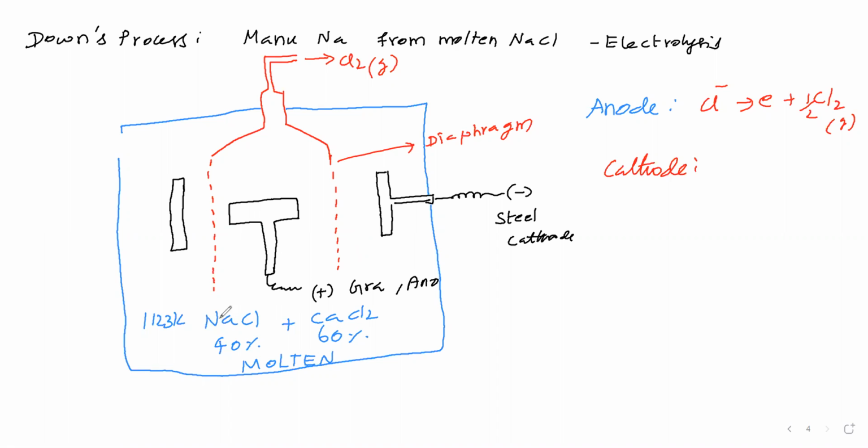What are the cations? One is the sodium ion, another one is the calcium ion. Sodium ion goes to the cathode, takes an electron and becomes sodium. So at this cathode, sodium is obtained.